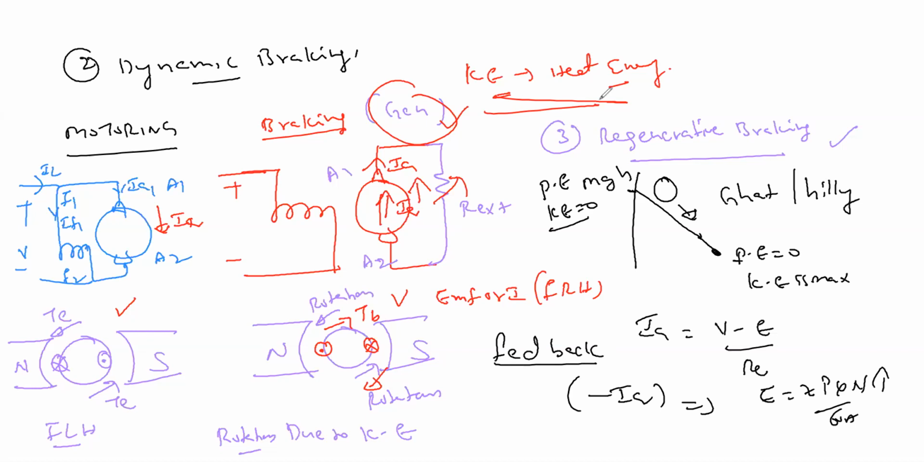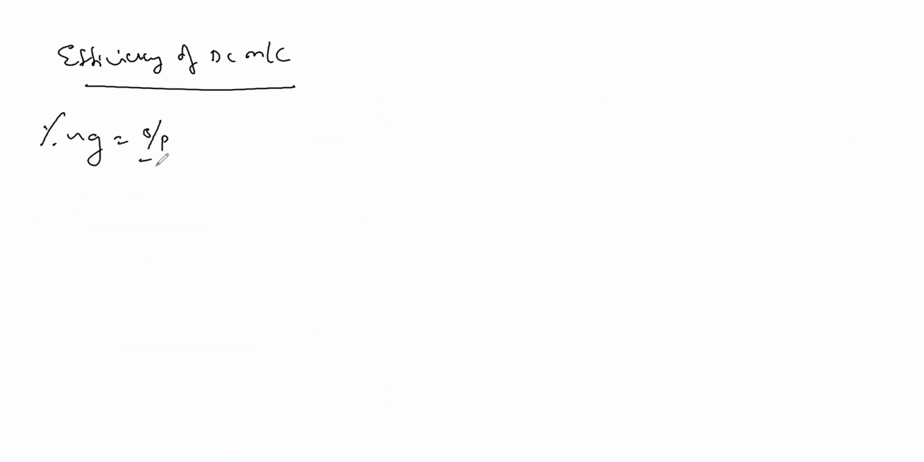Okay, then the last topic. Braking is done. The last topic in this one is efficiency of DC machine. A machine means it can be a generator or a motor. If it is a generator, efficiency is output upon input. In a generator, what do we know? Output, an electrical quantity. Input is a mechanical quantity. So I will write it as output plus losses.